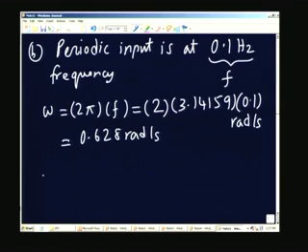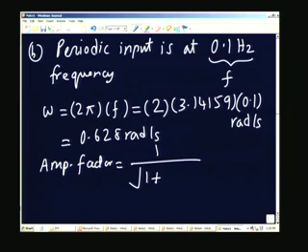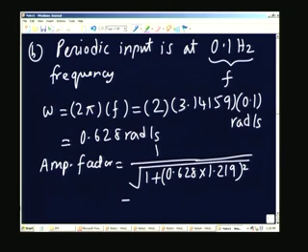So, we can find out the omega tau product, and the amplitude factor is nothing but 1 over square root of 1 plus omega tau whole squared, that is 0.628 multiplied by 1.219, whole squared, whole under the square root sign. This comes to 0.794. So, only 79% of the input amplitude is registered by the sensor. We can also look at the phase lag.